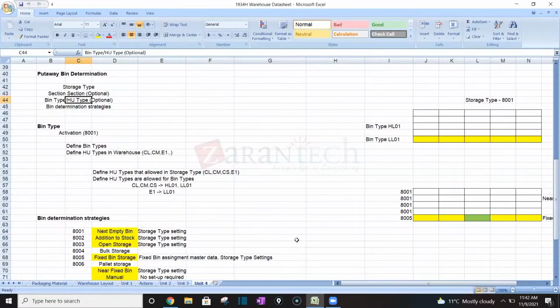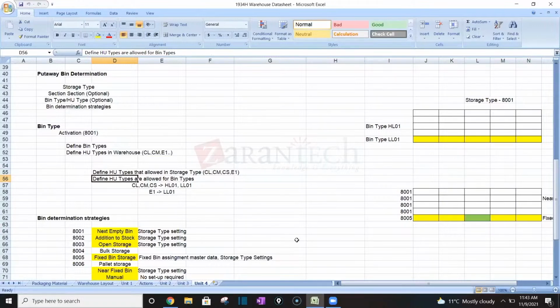Then the third check was the bin type HU type check, which is also optional. We activate that at a storage type level. Once we activate it, we have to do some more configs like defining bin types, HU types, and then controlling which HU type is allowed in a storage type, and then which HU type is allowed in a bin type. I mean, which pallet is allowed in a storage type first, and then which bin is allowed, where this pallet is allowed to get stored.